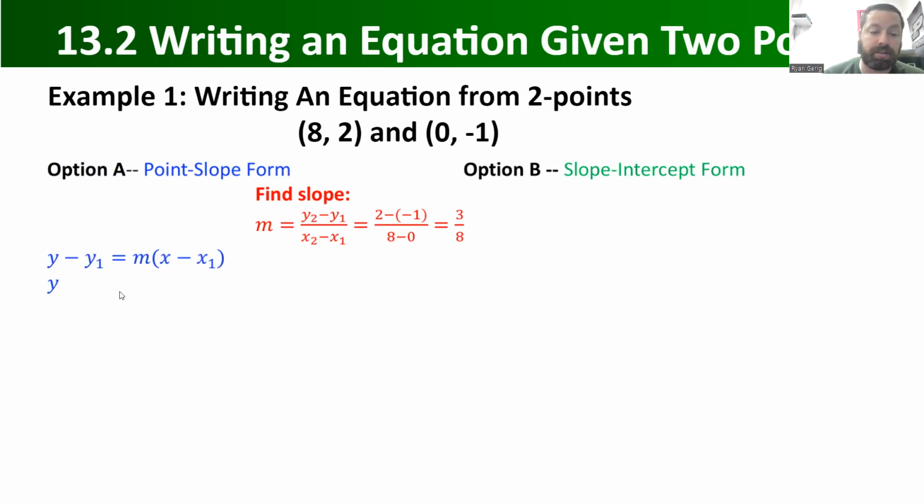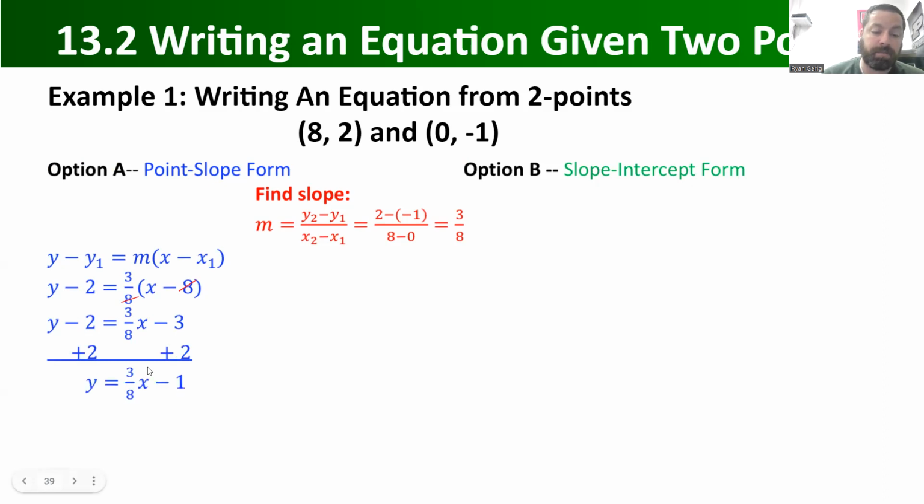So I'm going to plug that 3/8 in for m, and I'm going to choose one of the points, and I'll choose 8, 2. The y value of that point is 2, so I'm going to put that in for y1. We kind of did this in lesson 1. 3/8 is my slope. x minus, and the x coordinate is 8. Now we distribute. 3/8 x. 3/8 times -8 is -3. The 8's cancel. Add 2 to both sides, and I get y equals 3/8 x minus 1. And we're done. Now that's in slope-intercept form.